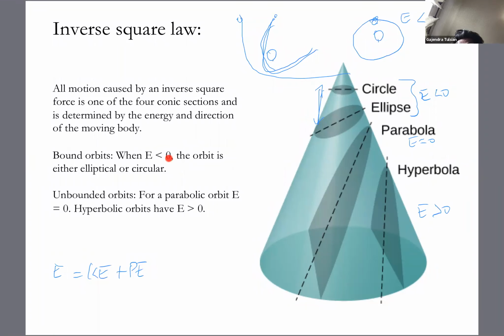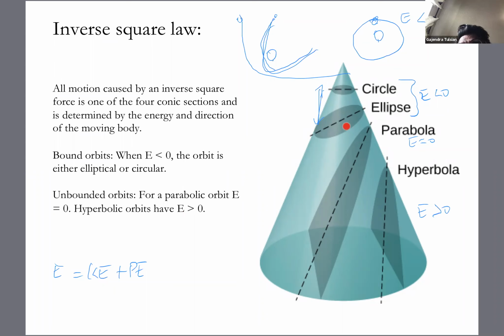So bound orbits have energy less than 0, and the orbits are either elliptical or circular. Unbounded orbits: for parabolic orbits, energy is 0, and hyperbolic orbits have energy greater than 0. Of course, all planets have elliptical orbits. They're all bound to the sun. And most planets don't have circular orbits because there are a lot more ellipses, and the probability is higher to have an elliptical orbit.